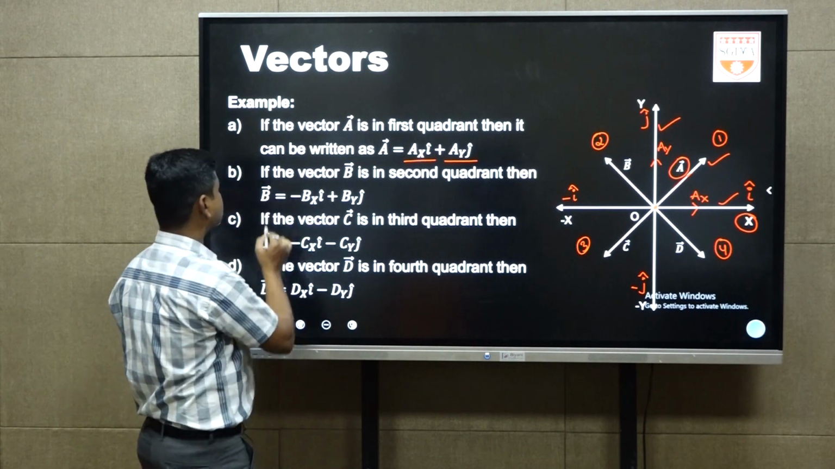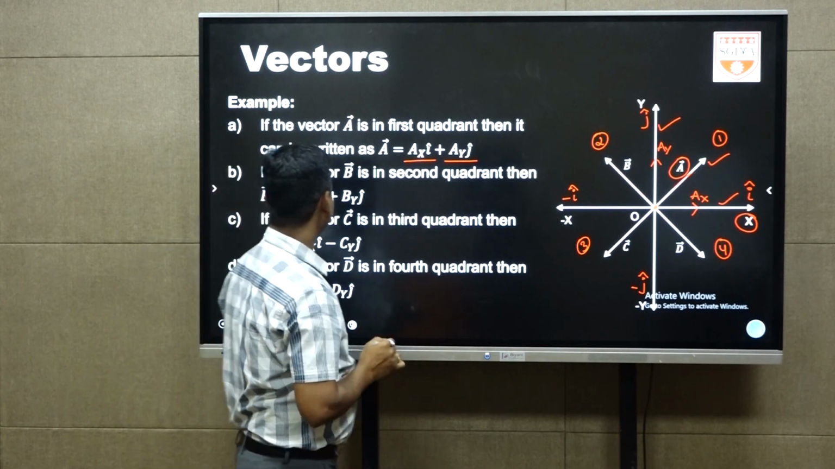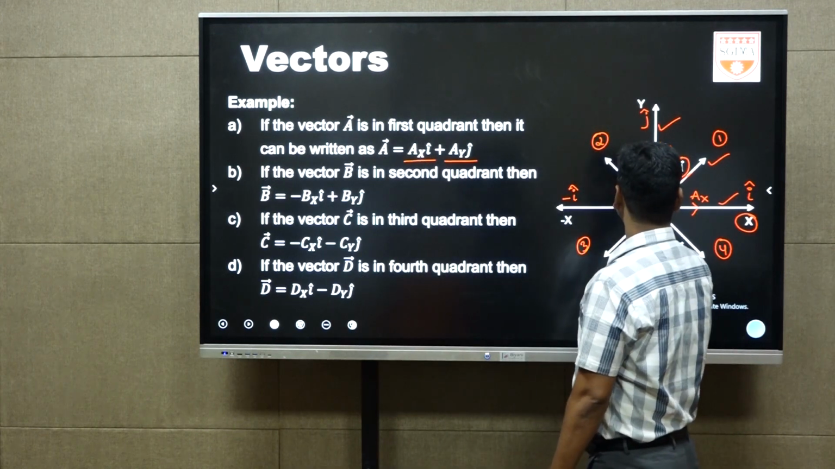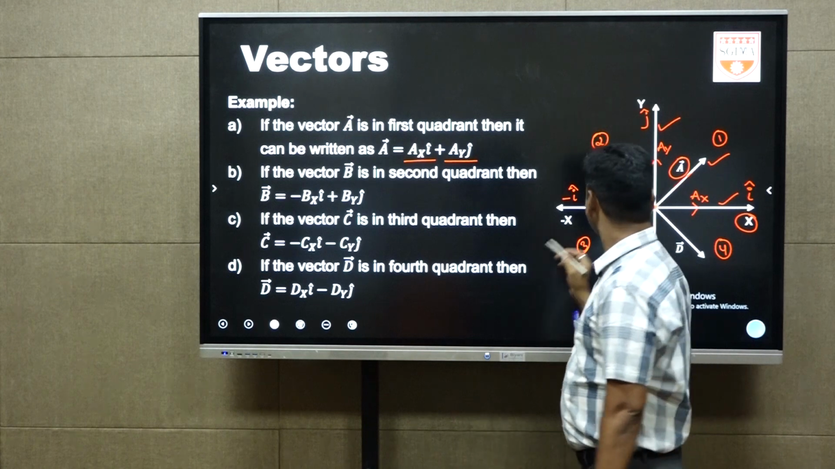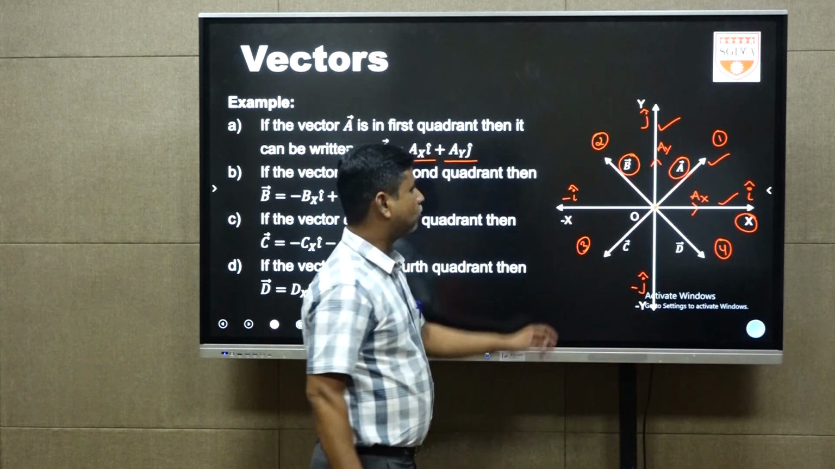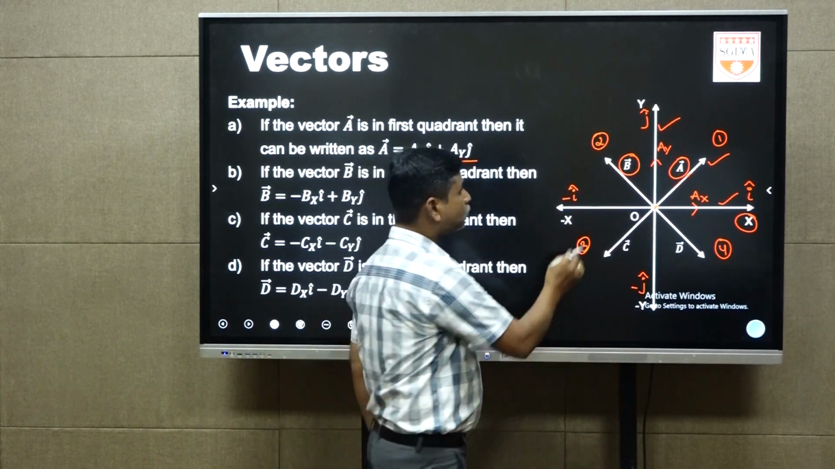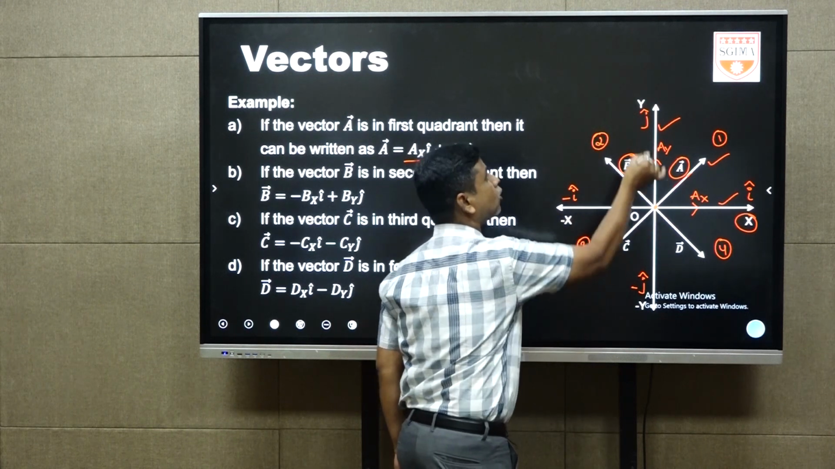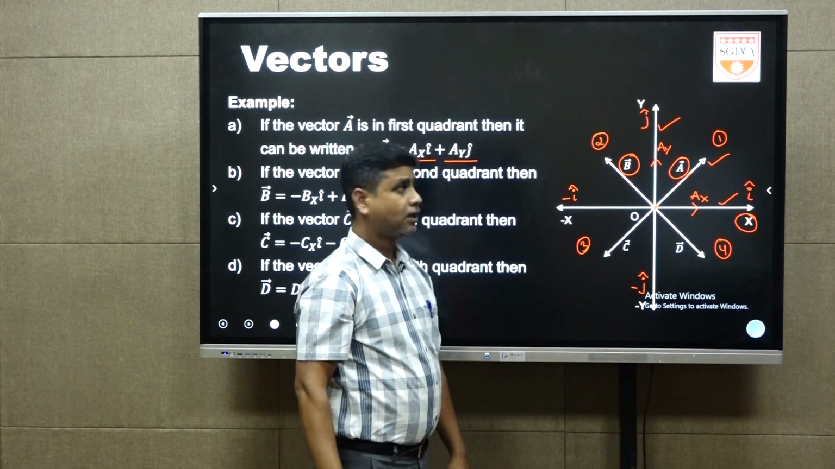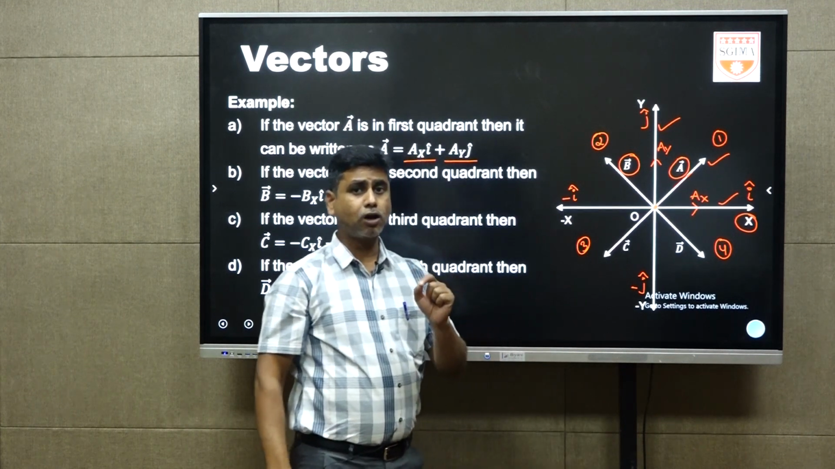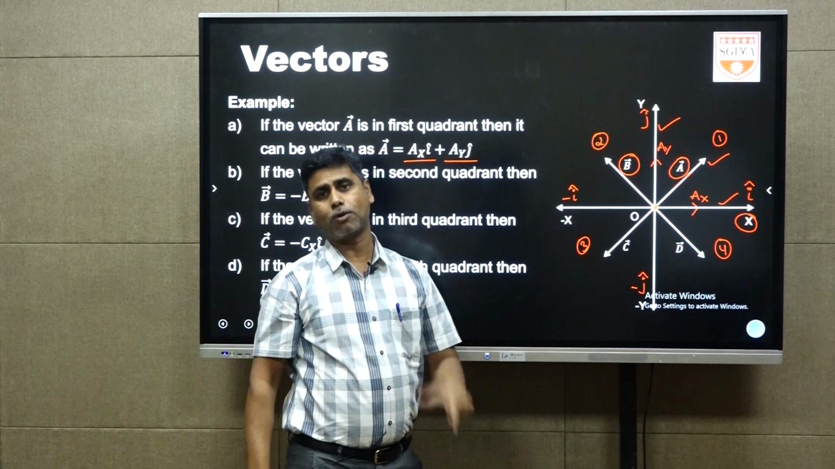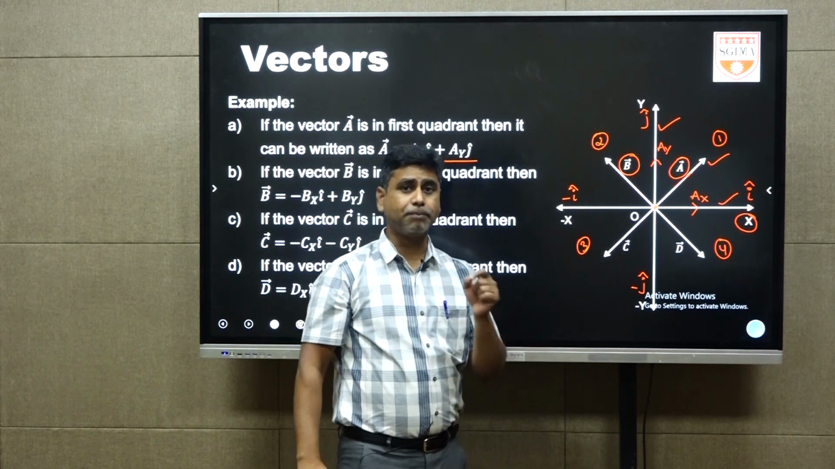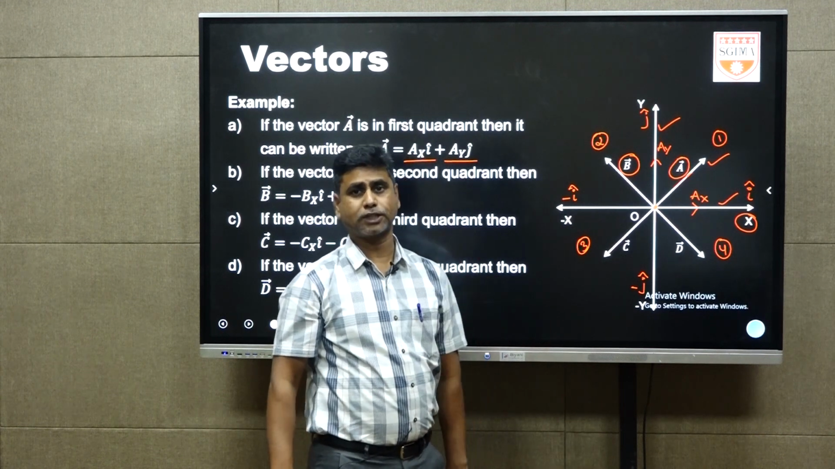Next, one more example. See, if the vector B bar is in the second quadrant, then B bar equal to, it is the B bar vector. B bar vector is in the second quadrant. But it is a resultant, then one component is acting left side, one component is acting in the upward direction. The resultant always exists in between the two rectangular components.